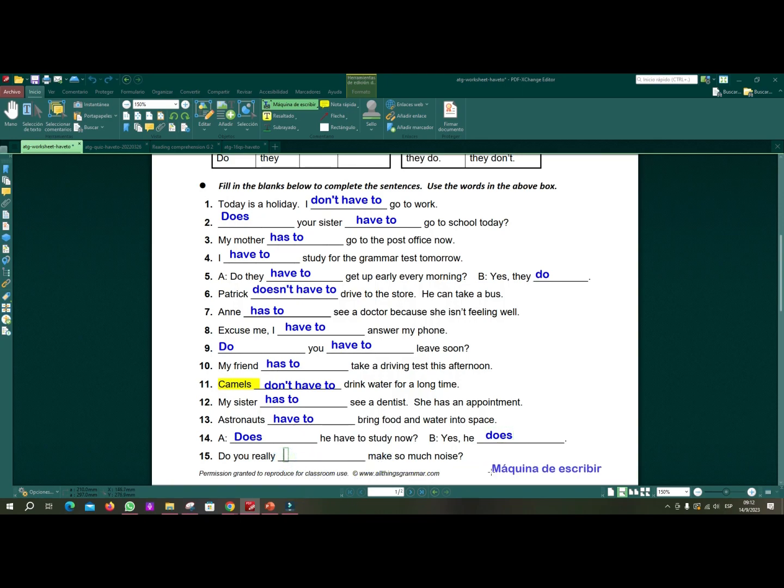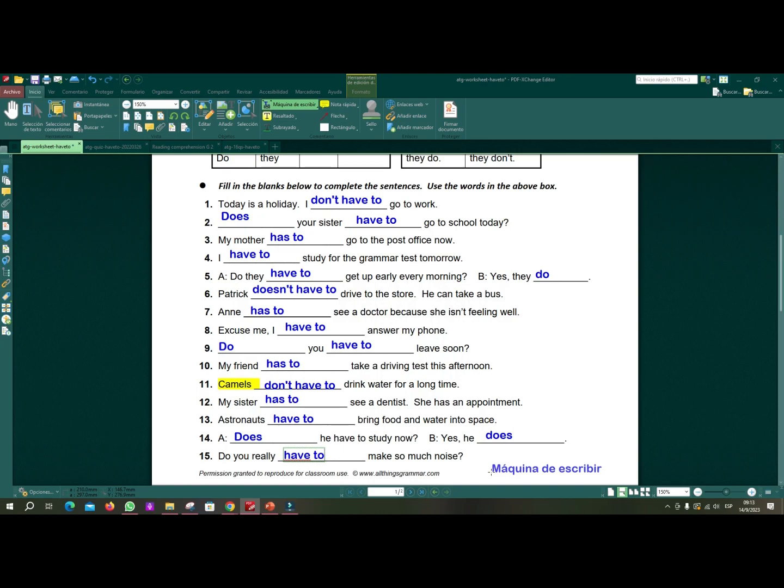15. And the last one. Do you really have to make so much noise? Okay, that's a great answer, right? Nice. So, I don't know if you have questions about it.